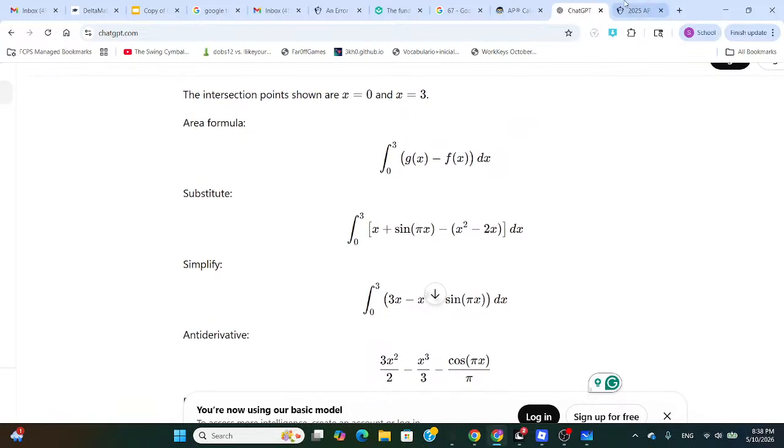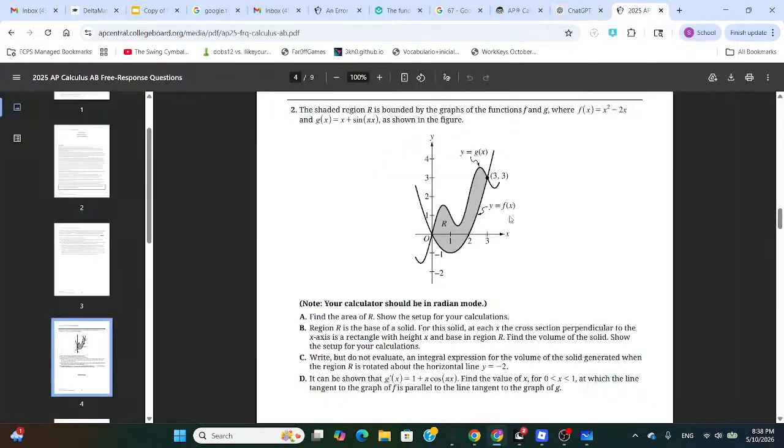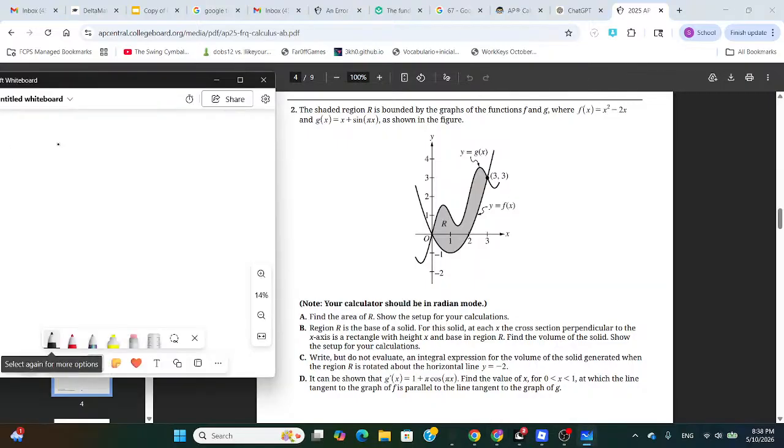G of x minus f of x. Why is it? Find the area. Oh, that's just... Oh, the top function is g of x, right? And then basically from 0 to 3. And then you substitute 3. And then you like, oh my god. Yo! This is frying me, dog.